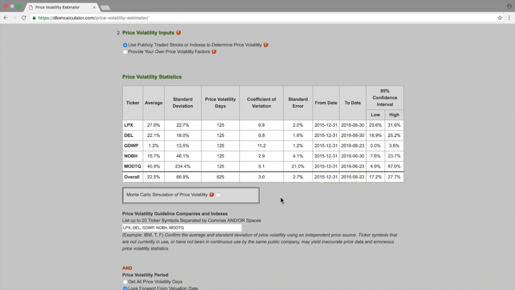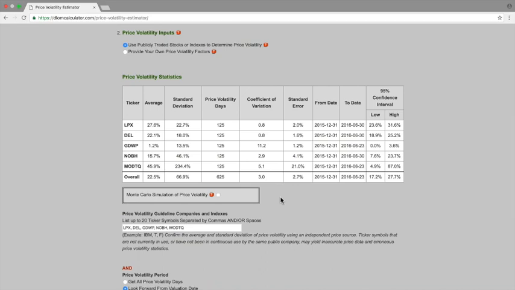Some of the observations that come from this prospective view of price volatility include GDWP has a very low average price volatility of 1.2%, but a relatively high standard deviation of 13.5% that yields the comparatively highest coefficient of variation of 11.2. This value indicates that the GDWP price data for this 125-day trading period are highly dispersed. During this period, MODTQ had the comparatively highest average price volatility and highest standard deviation, but its data are less than half as widely dispersed as the GDWP price data.